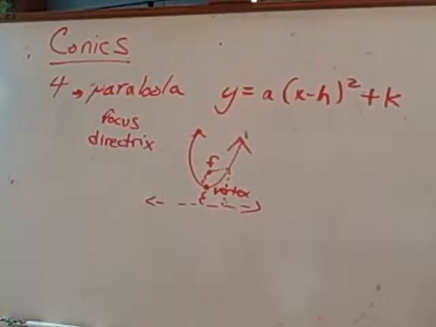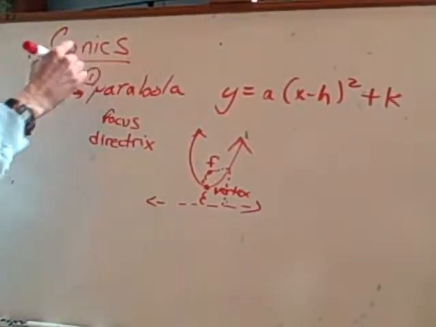That's the definition of a parabola. The collection of all points that are equidistant from a focus and a directrix. Okay? So that's our first kind.